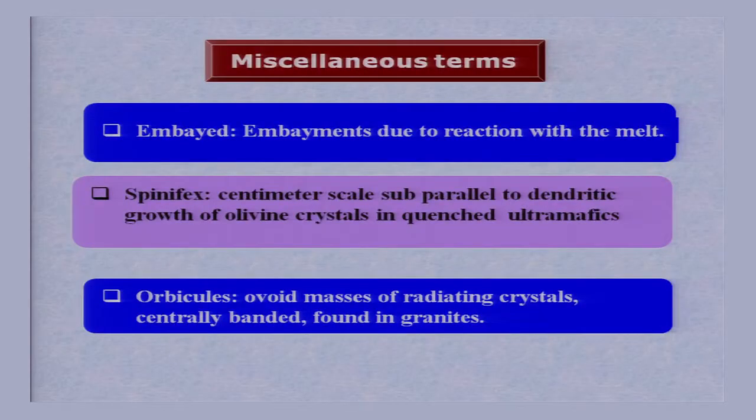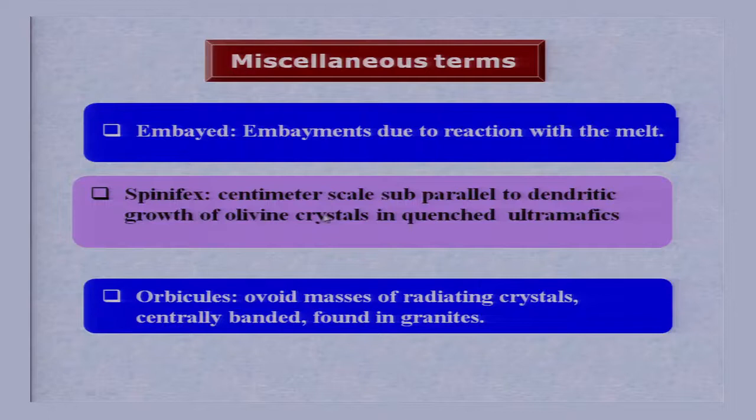I am talking about miscellaneous terms which are commonly used in order to describe textures. For example, embayed texture, embayment due to reaction with the melt. Suppose an early formed crystal is lying in a melt. This crystal is always in reaction with the melt. As a consequence, some portion of the early formed crystal is eaten away or dissolved. It has been incorporated into the melt. As a result, embayed margins or embayed boundaries of the crystal faces have been developed.